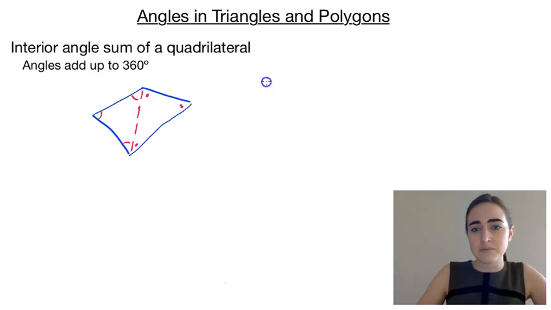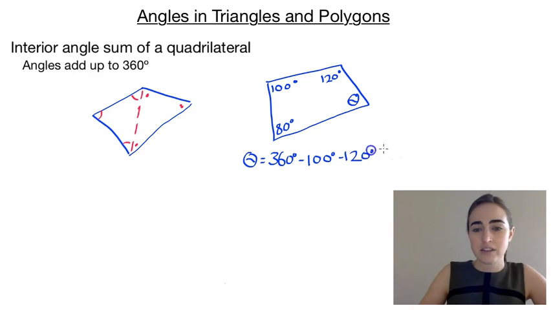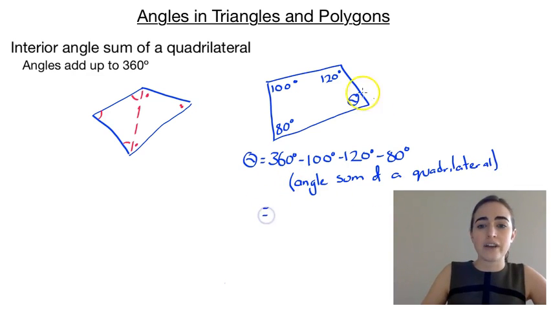So let's have a look at an example. Okay, so here we've got a quadrilateral. It's got angles 100, 120, 80, and theta, and we want to find theta. So we're going to write theta is equal to 360 degrees minus 100 degrees minus 120 minus 80, and we'll write in our reason that it's the angle sum of a quadrilateral. And then working all of that out, we'd have that that angle there was equal to 60 degrees.